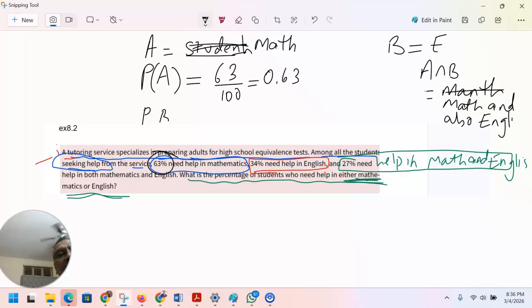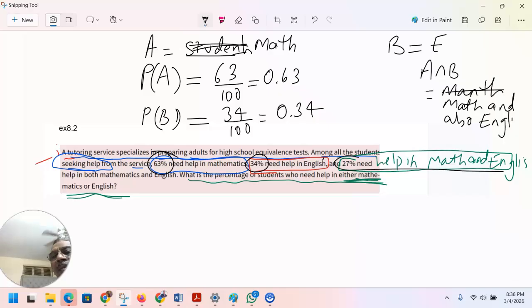Now, what is the meaning of B? The probability that if you select randomly a student that he's asking for English, and you can see there is 34%, and 34% means 34 out of 100. That is 0.34. And they also give you the students in both. That means the probability that if you pick a student, he needs help in both maths and English. That is given to you as 27%. So the 27% basically means 27 out of 100, so that means it's going to be 0.27.